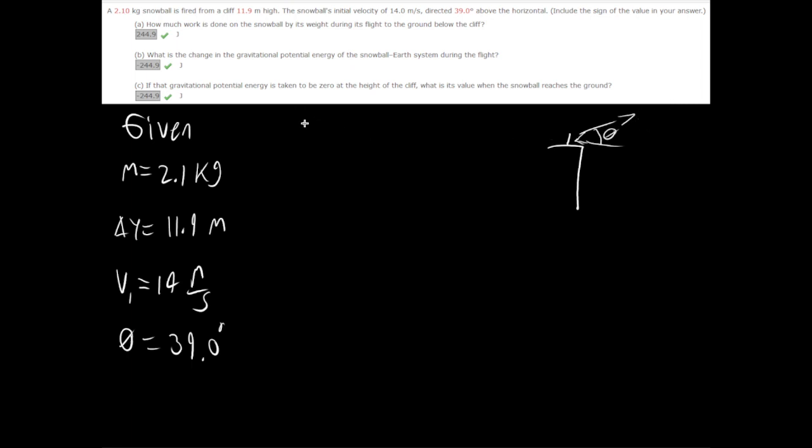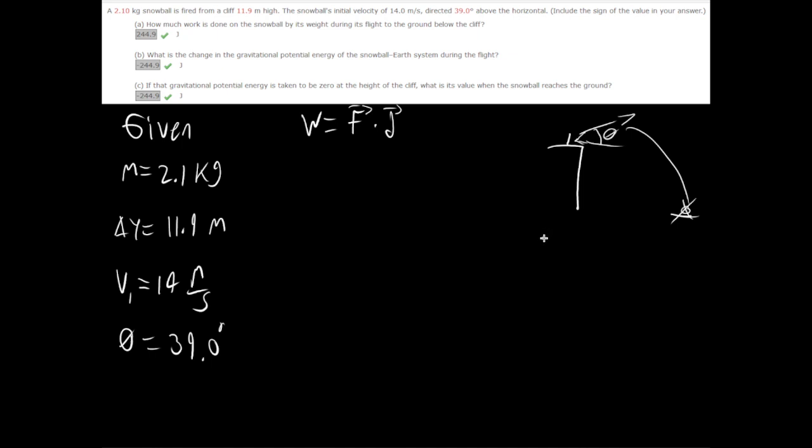So it wants to know the work. Work equals force times displacement. And it's going to hit the ground at some point. So that's going to be where we want. So that's the work done on it.